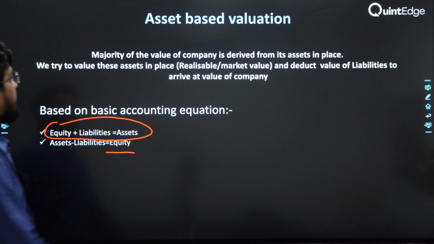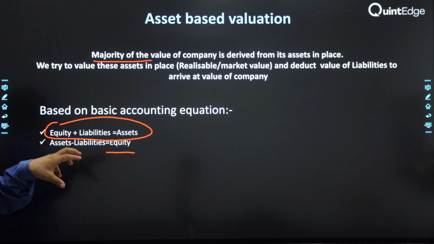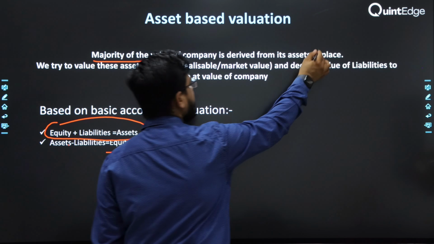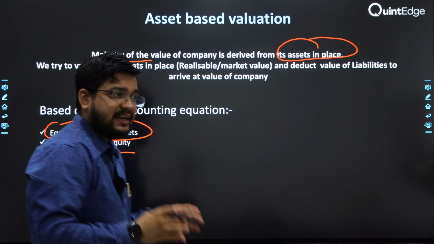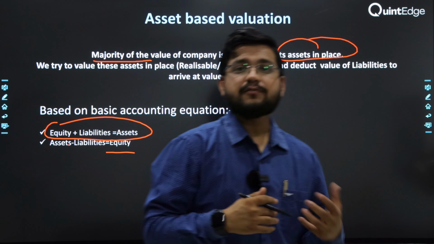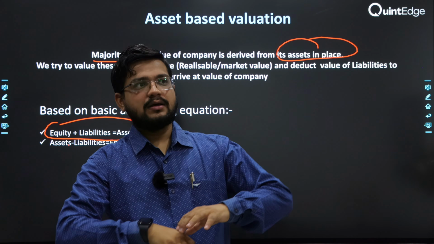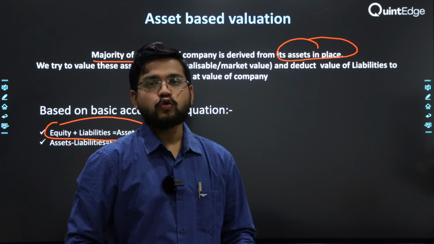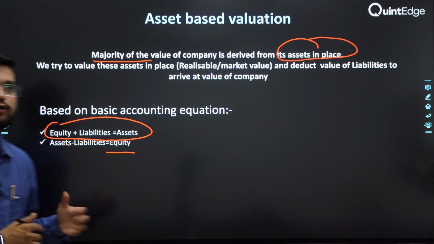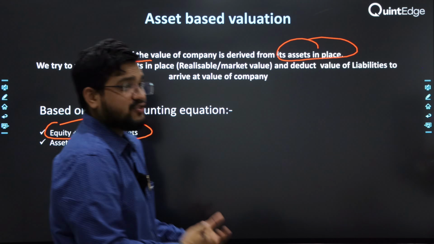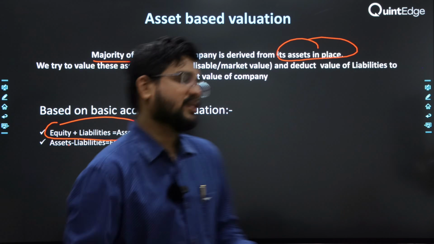So we will use this technique when the majority of the value of the company is derived from its assets in place, the assets that it is already having, when most of the value is coming from that. And that generally happens with companies that are into bankruptcy or that are about to be liquidated, number one. Or number two, these companies are into mining or maybe extraction of oil. So the majority of their assets are the mines, the oil rigs, etc.